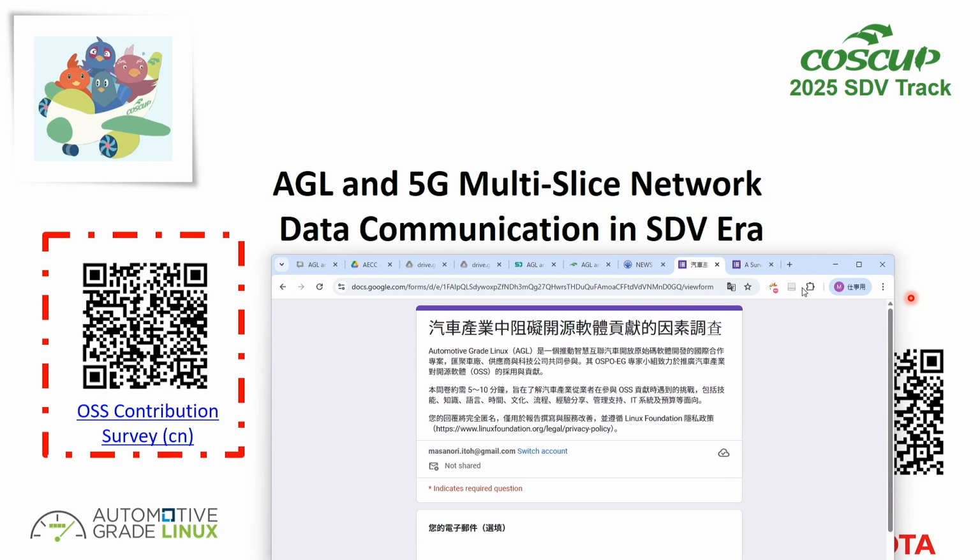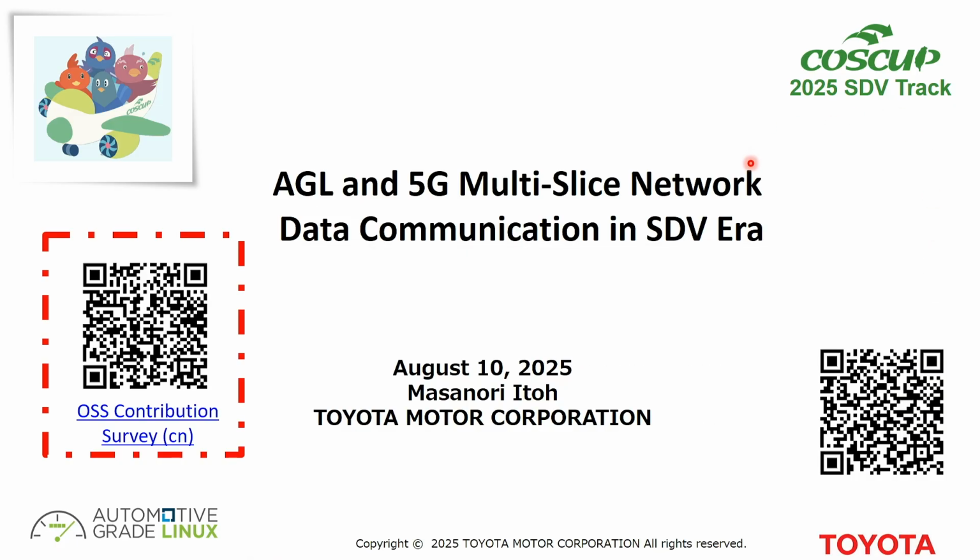Before beginning my presentation, this QR code is for a survey. Right now at the AGL, the Automotive Grade Linux community, we are conducting a survey to find out the factors preventing upstream contribution, especially in the automotive industry. Jerry kindly helped us translate the original English survey into Japanese. Please participate. Okay, thank you very much.